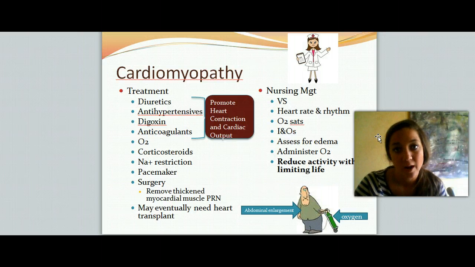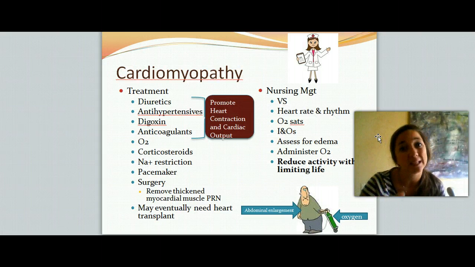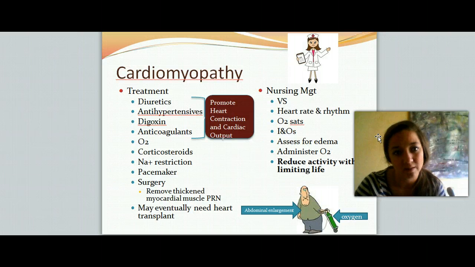Perhaps a pacemaker if their heart is not keeping up with the demands of the body because it's too slow or whatever. They might need a pacemaker just to help regulate them. Surgery is sometimes necessary just to remove thickened myocardial muscle, and it really just depends on what kind of cardiomyopathy they have and how well they're living with it. They might eventually need a heart transplant just depending on, again, their ability to live with the condition.